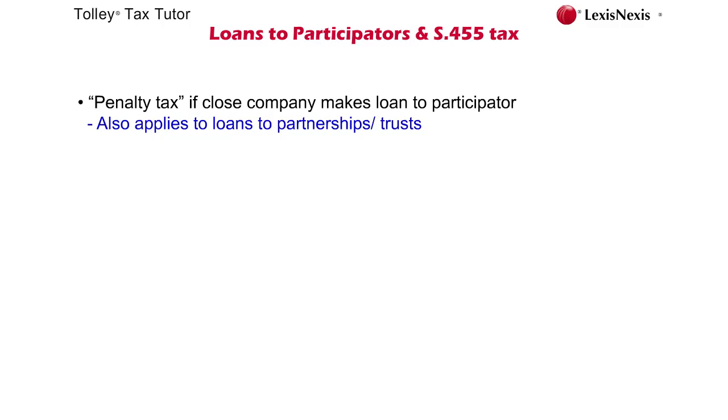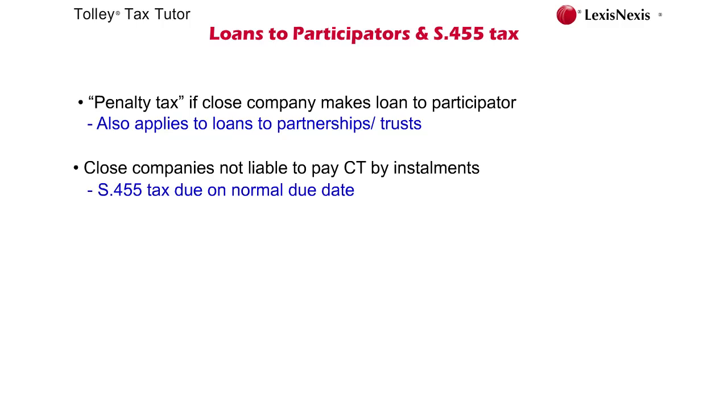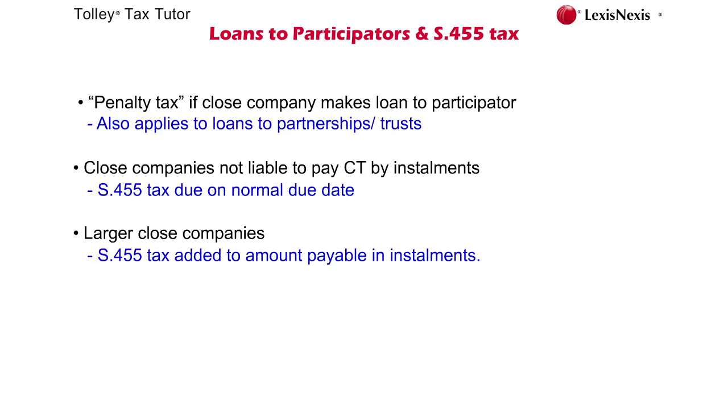The rules also catch loans to employee benefit trusts, EBTs, where beneficiaries, actual or potential, are also participators in the company. Close companies which are not liable to pay their corporation tax by instalments will be required to pay Section 455 tax on their normal due date, i.e. 9 months and 1 day following the end of the accounting period. For larger close companies, Section 455 tax is added to the amount of tax due by instalments.